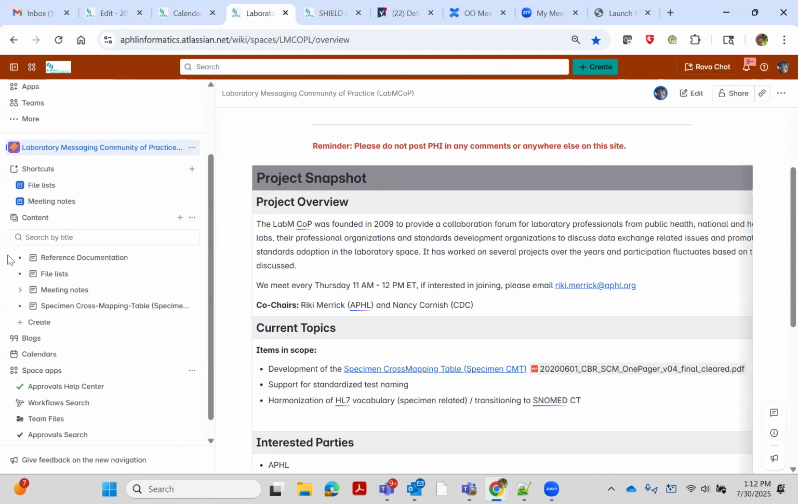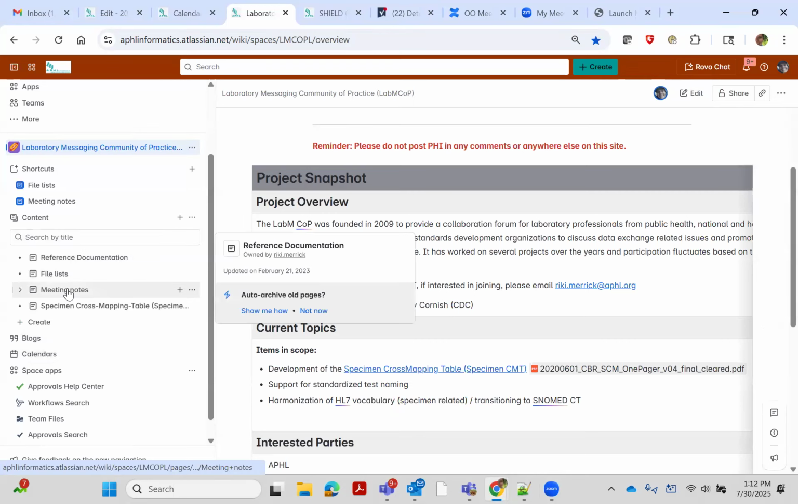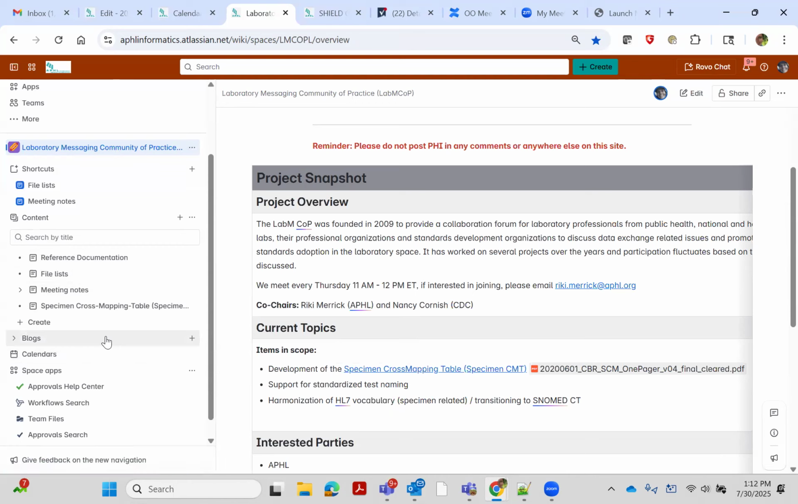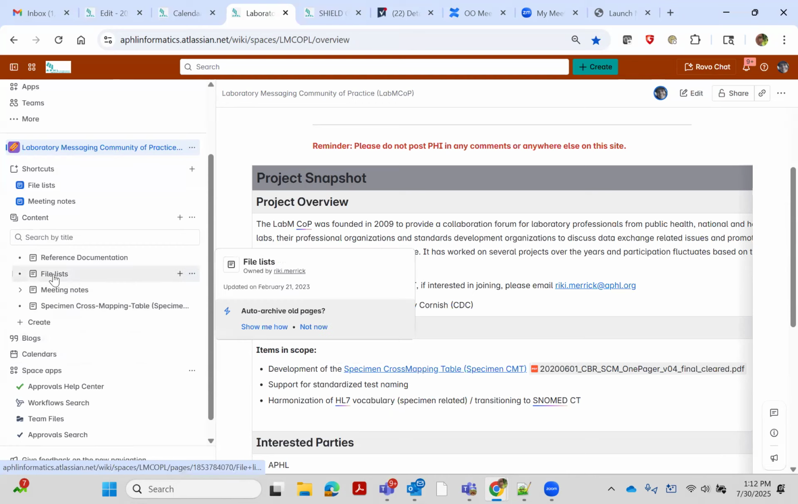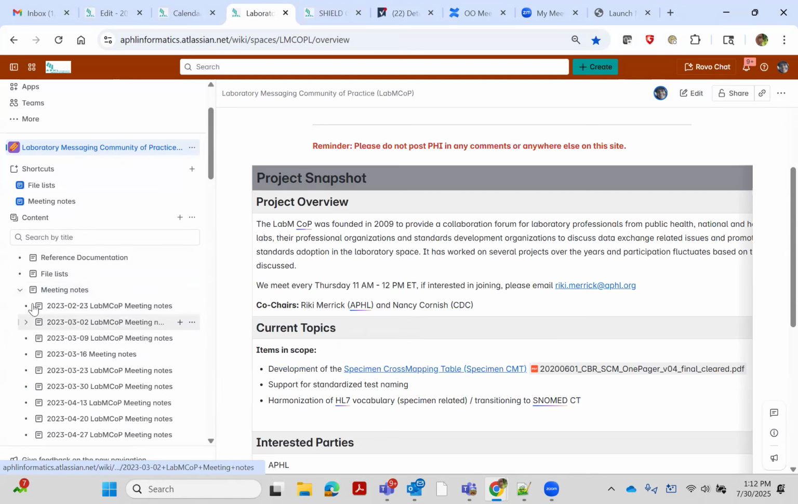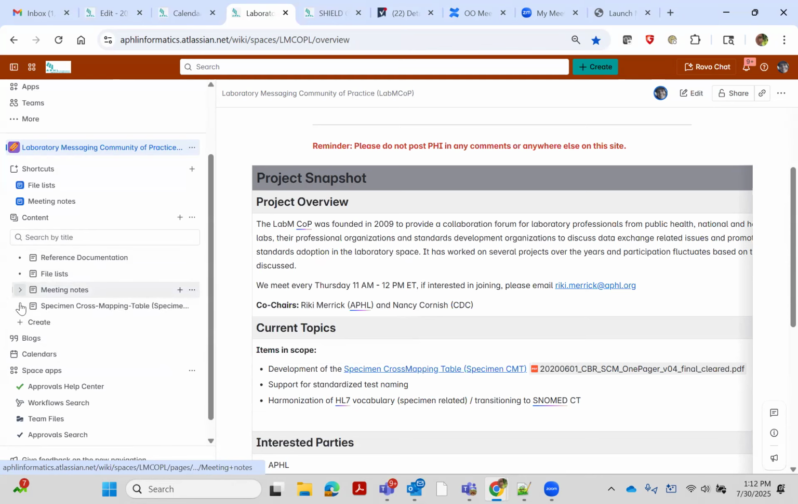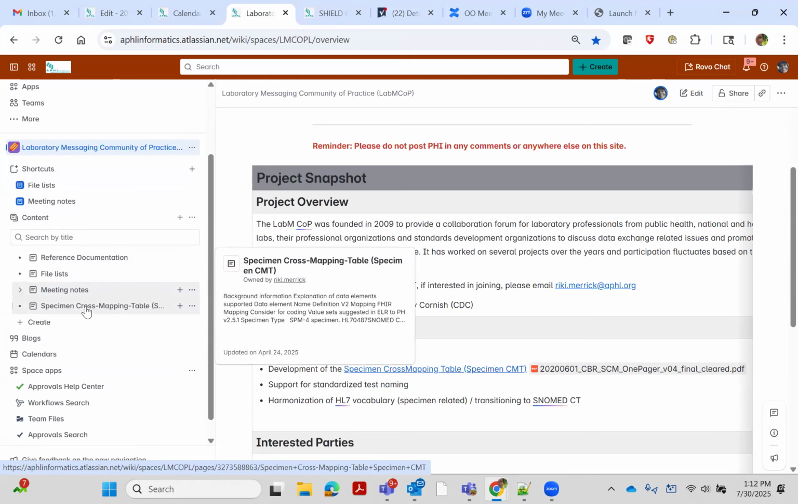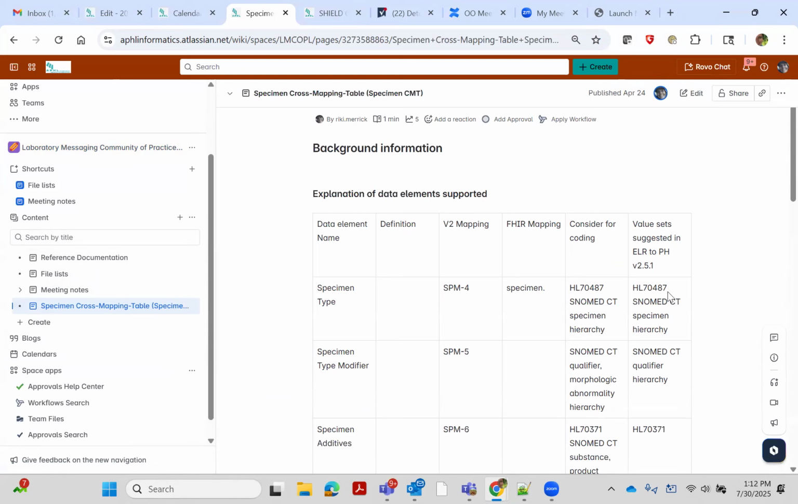The left-hand navigation pane is organized similar to how we're organized. We have a list of files, some reference documentation, the meeting notes. They are not nicely organized yet, so I can work on that. And then the specimen cross-mapping table, which basically explains all the different elements that we're capturing, and then this is providing a mapping to where they are in V2 versus FHIR. Obviously, we haven't quite finished that.